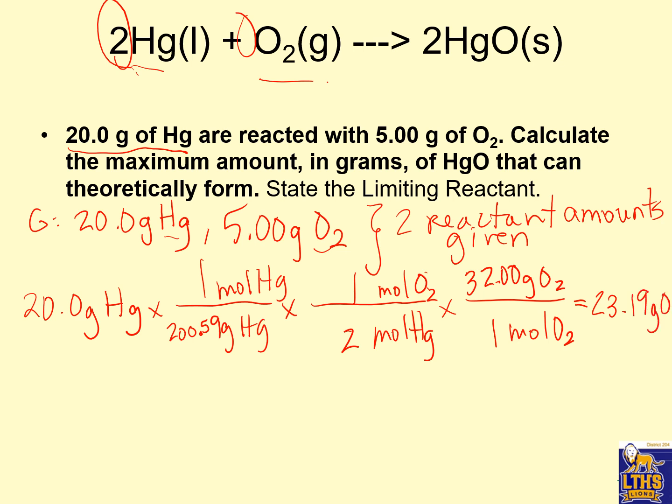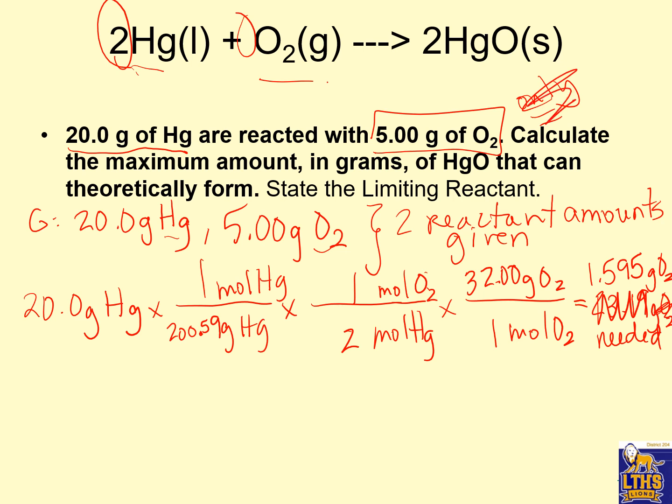I find out that there's 23.19 grams of oxygen. Okay, what does that mean? That means if all my mercury gets used up, then this is how much oxygen I need. So this is how much oxygen is needed to use up all the mercury. But we only have 5 grams of oxygen. So what does that mean? Oops, wait, I lied. I did all this math here, and it's not really 23.19, it's 1.595 grams of O2. So this is how much oxygen is needed, 1.595 grams, and I have 5 grams of oxygen. Wow, I have a lot more oxygen than I need to use up all my mercury.